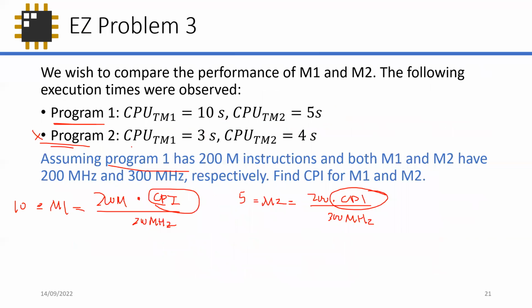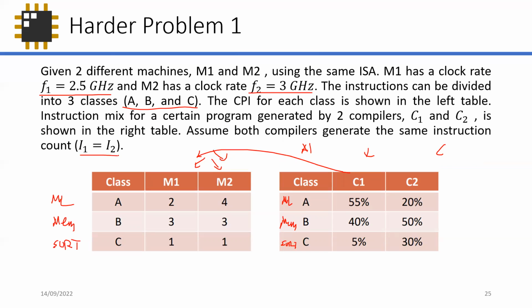But let's assume that the compilers generate the same number of instructions, so they have equal I1 and I2. But the instruction mixes are different, meaning how many cycles per instruction do you actually need for compiler 1 and compiler 2? We'll screenshot that for now. Actually, since this is recorded, we can go back to it later.